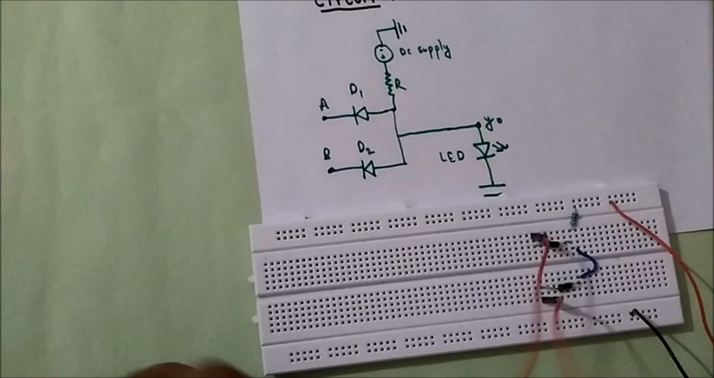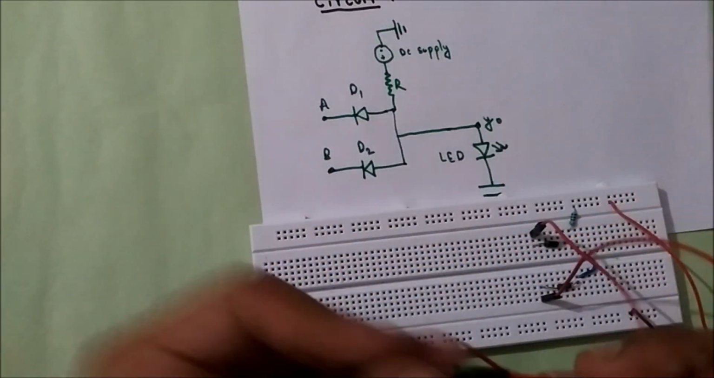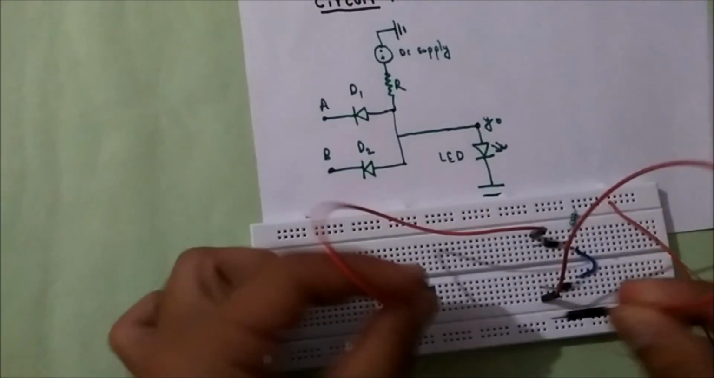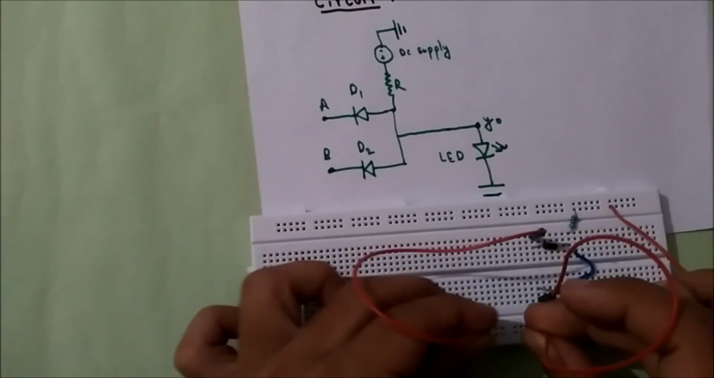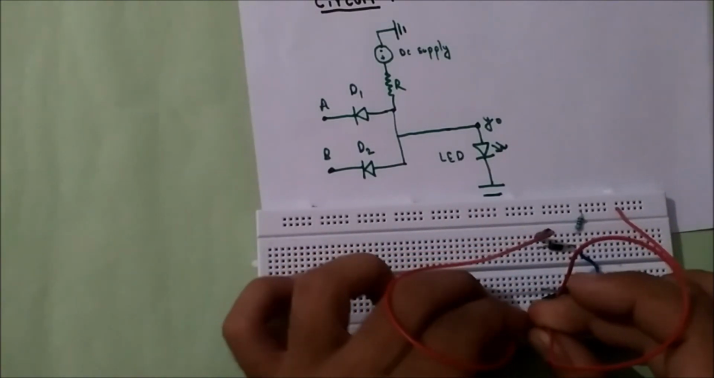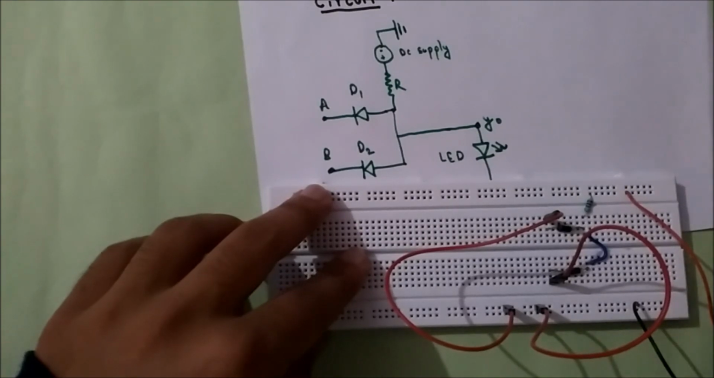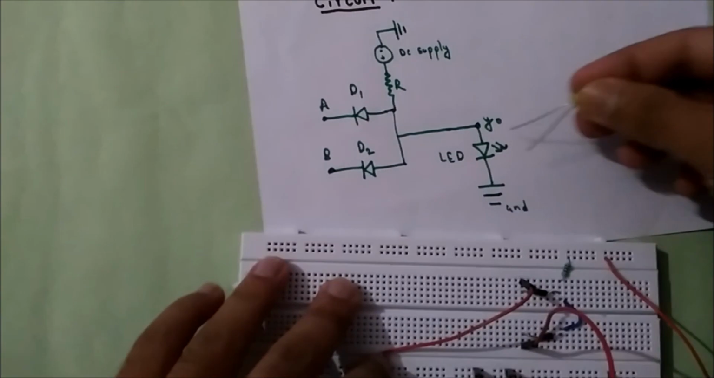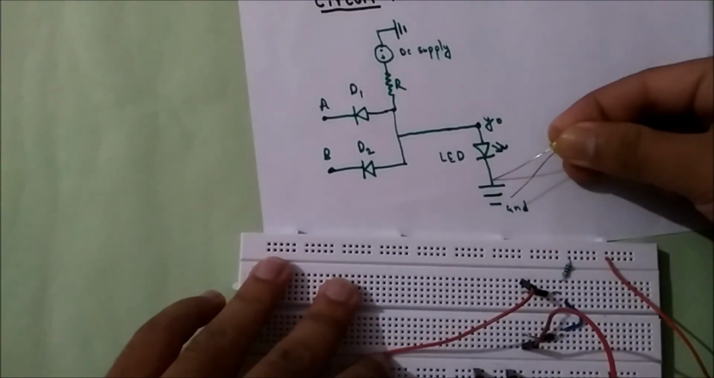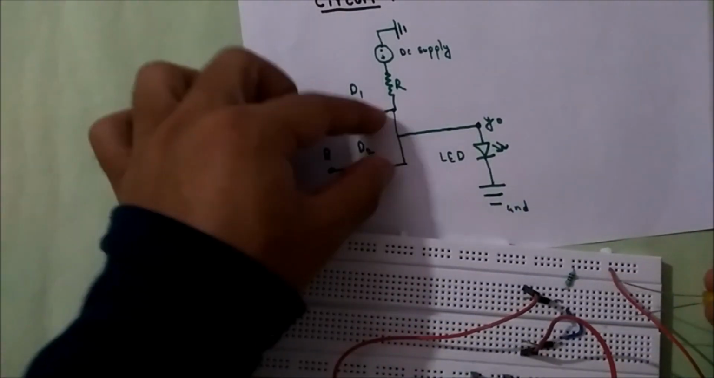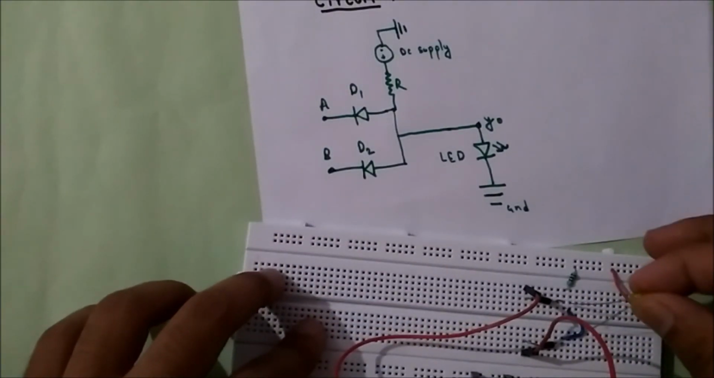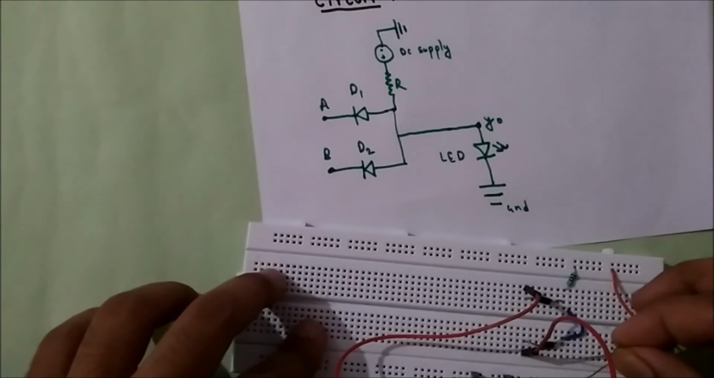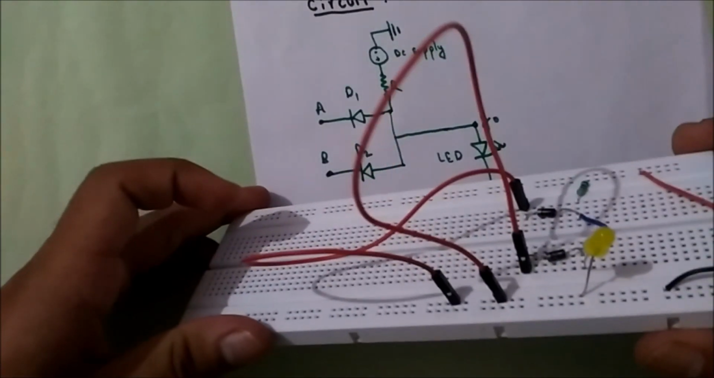Initially I'll give 0 0 logic. That means both A and B are connected to the negative terminal of the battery. Now to see the output, I'll connect an LED from the P terminal, which is this one, directly to ground.